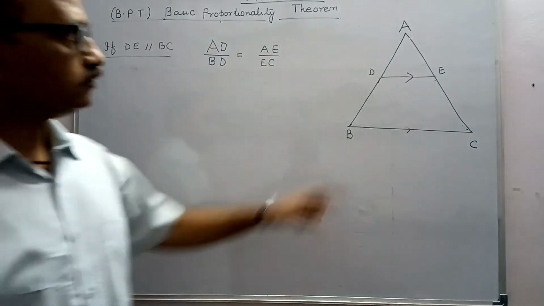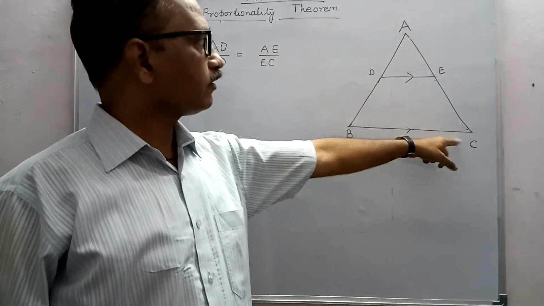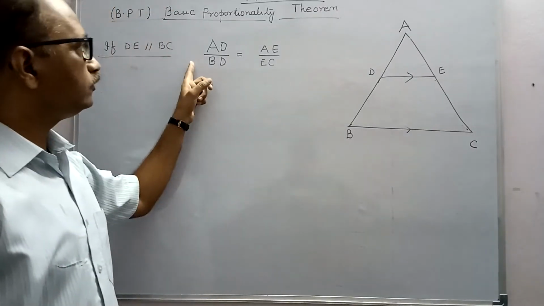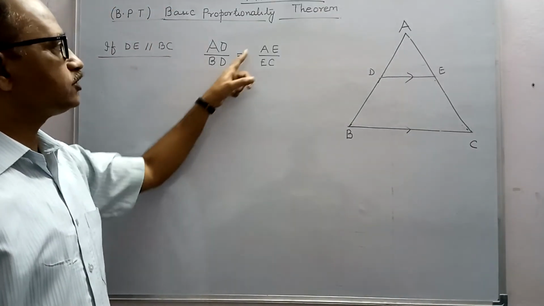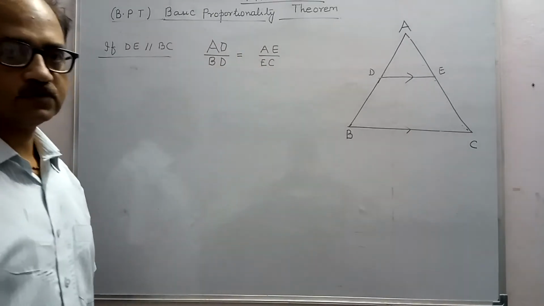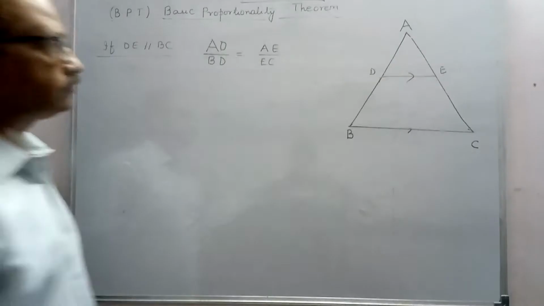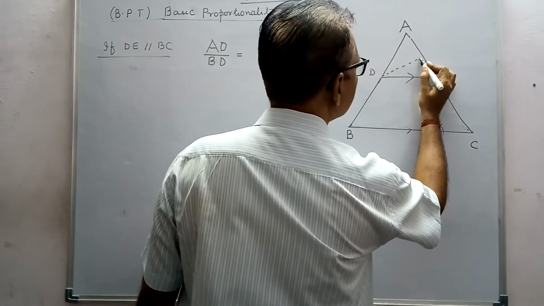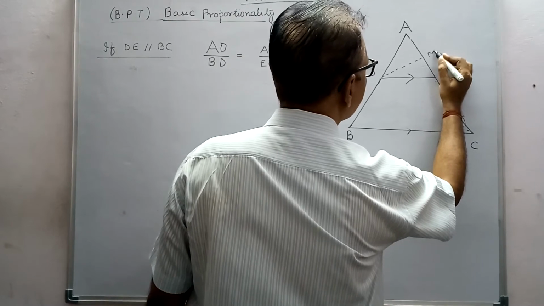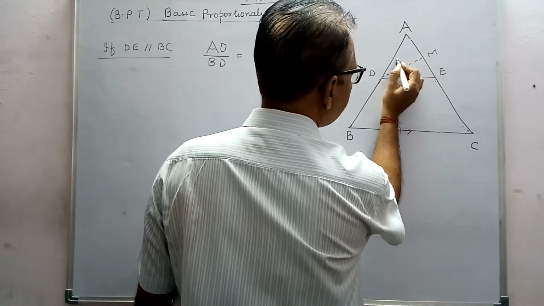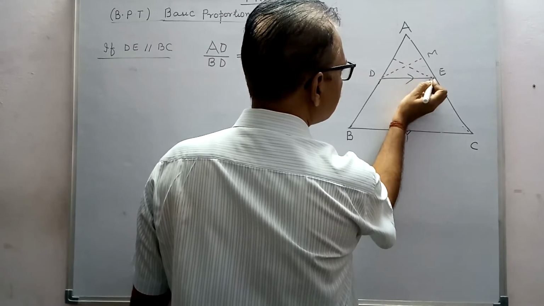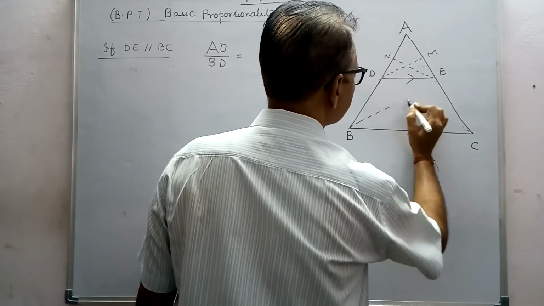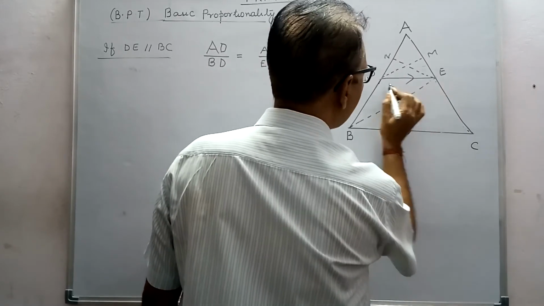So given a triangle ABC, DE is parallel to BC, to prove AD upon BD is equal to AE upon EC. Construction: from D draw perpendicular DM, and from E draw perpendicular EN, and join BE and CD.